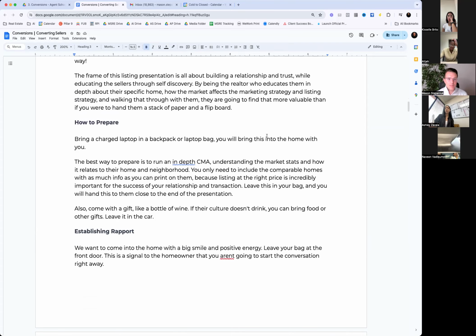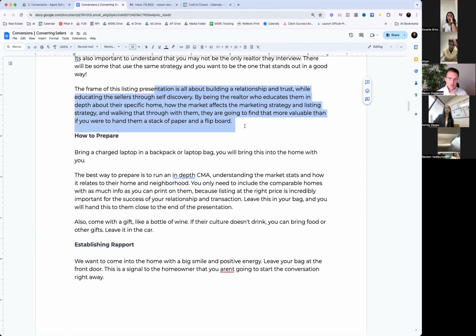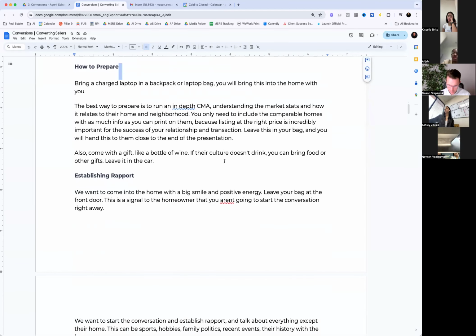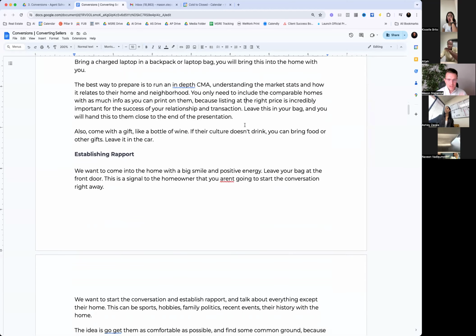So the frame of this listing presentation, again, is about building a relationship and trust and educating the sellers through self-discovery. Okay. And in terms of how to prepare, make sure that you bring a charged laptop, because we are going to be using it over the course of the CMA. And make sure that you run an in-depth CMA and understand the market stats. You will likely get questions regarding other listings that have sold up and down the street. So I like to keep up to date on those.